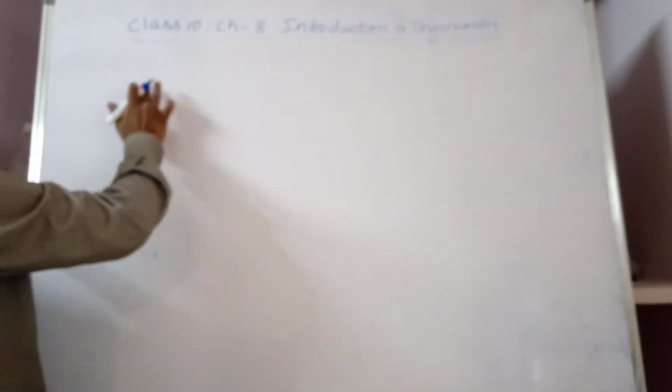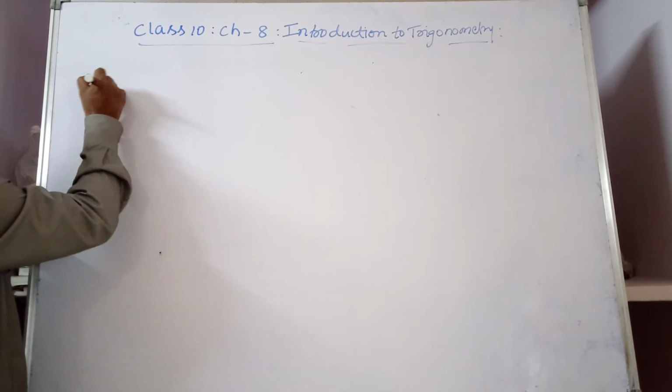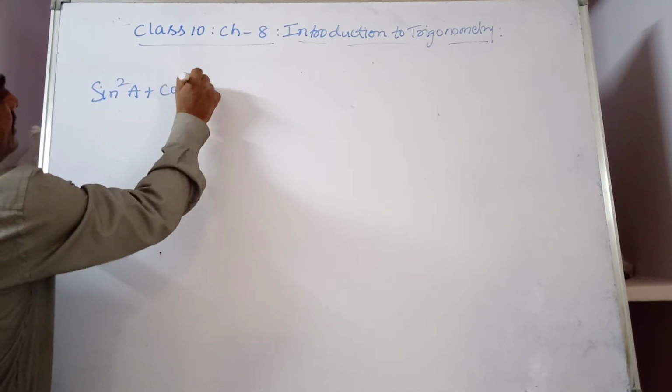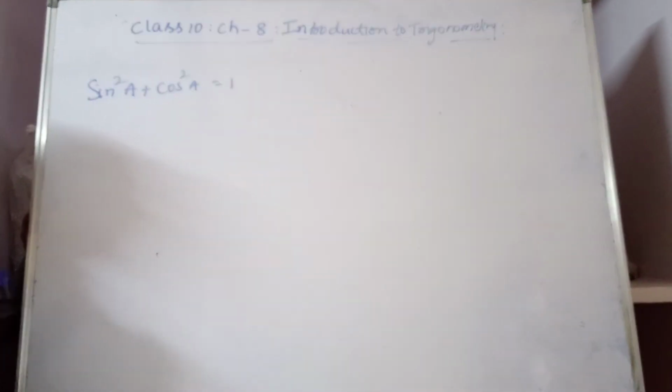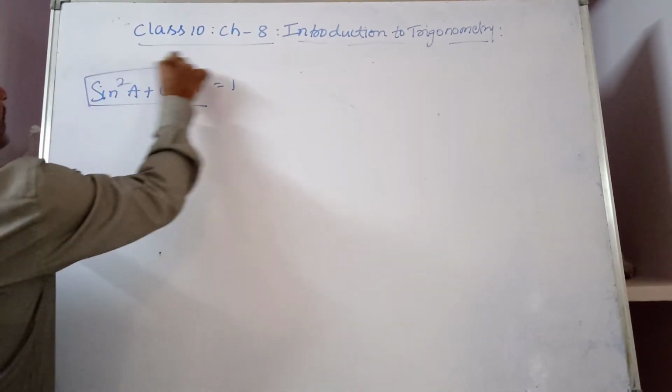So now, by using those three trigonometric identities, we can write sin square A plus cos square A is equal to 1. This is the main identity. This is the first identity. From this, we get the other two identities.